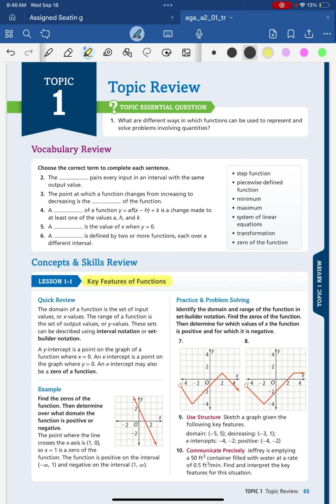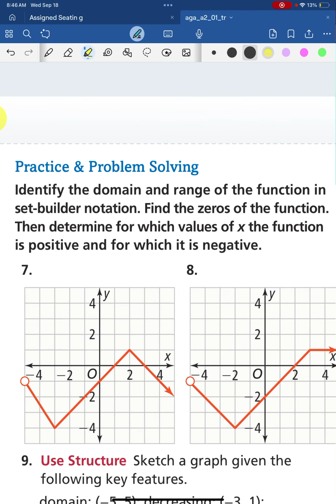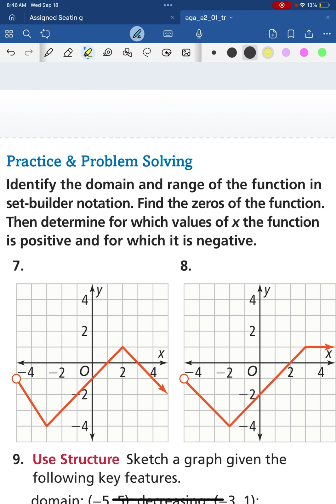And to help you guys review, we'll be going through problems 7 and 8. Now they want me to identify the domain and range of the function in set builder notation. Find the zeros of the function, then determine for which values of x the function is positive and for which values of x it is negative. Now for your test, I'm only worried about you guys using interval notation. So don't worry so much about set builder.